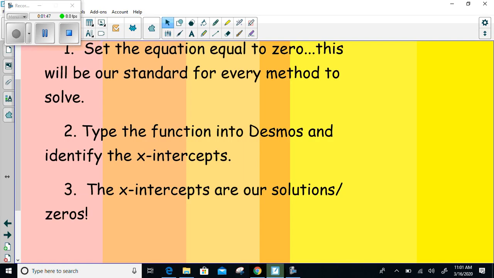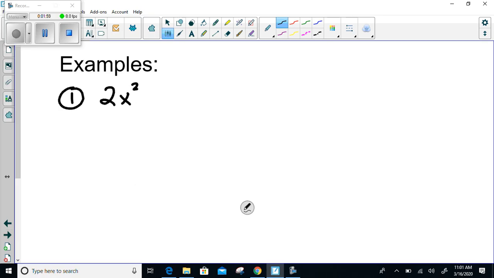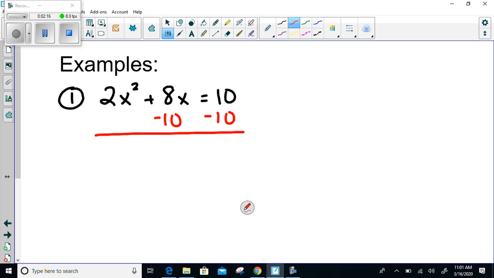Just taking a look at a couple examples with you guys real quick just to make sure you're understanding what I mean. Again, everything has to be set equal to 0. So let's take a look at this one right here. We've got 2x squared plus 8x is equal to 10. So this particular function is not set equal to 0. So what we need to do is make that happen. The easiest thing to move would be the 10. So I'll subtract 10 from both sides. There are no common like terms on the left side. So I've got 2x squared plus 8x minus 10 equals 0.